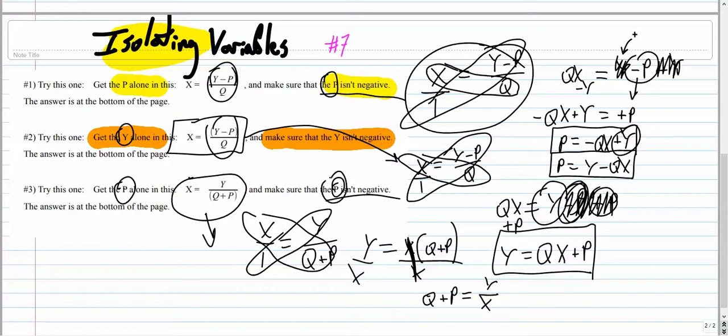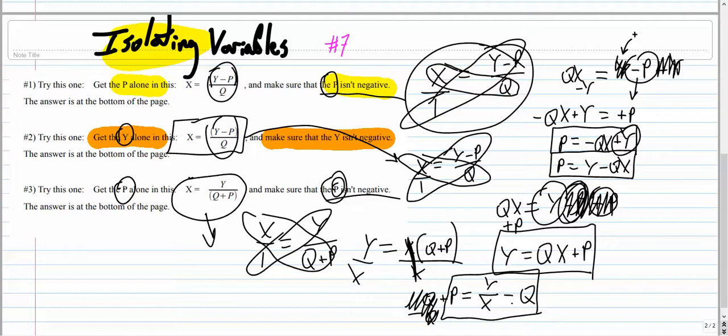And I want the p by itself. So I've got this addition going on here, and q is just this positive number sitting here. So to get rid of my positive q, I'm going to subtract q. That gets rid of it here, and it shows up on this side. So p is going to equal y over x minus q. Or you could write p equals negative q plus y over x.